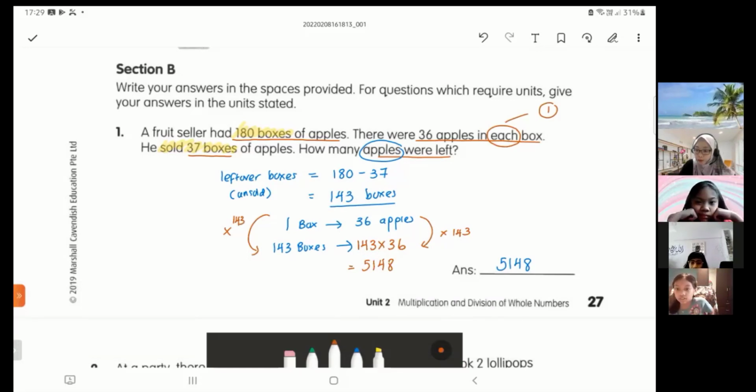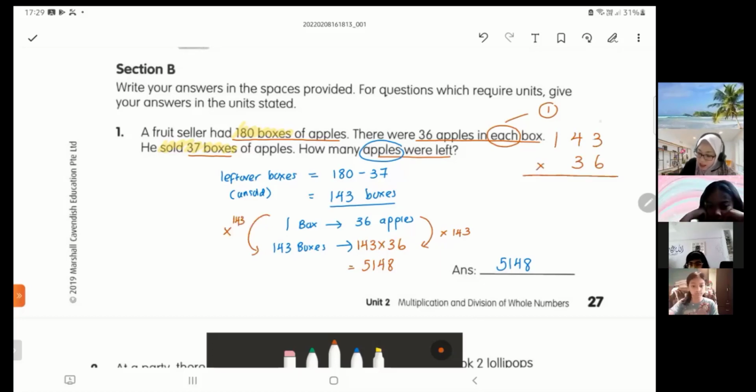I'm going to show you how to do the long multiplication for those of you who are lost, unsure, forget, or don't know. Okay? 143 times 36. Start with the ones. 3 times 6 is 18. 8 is the ones below. The tens carry 1 up. 4 times 6 is 24. And then 24 plus 1 is 25. 5 here, 2 on top.